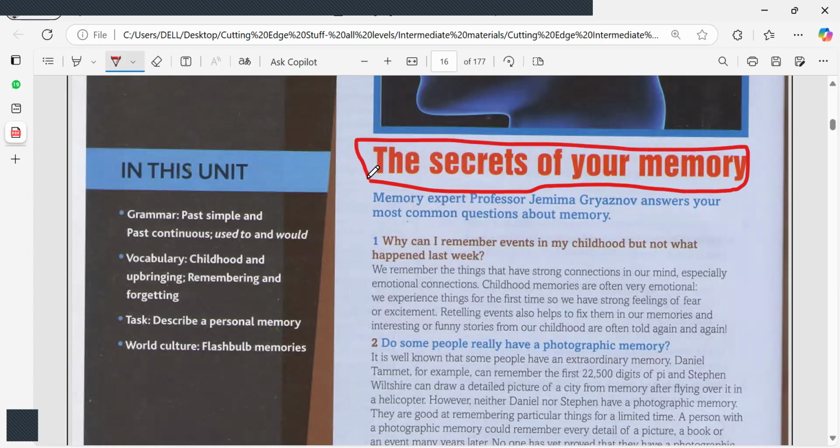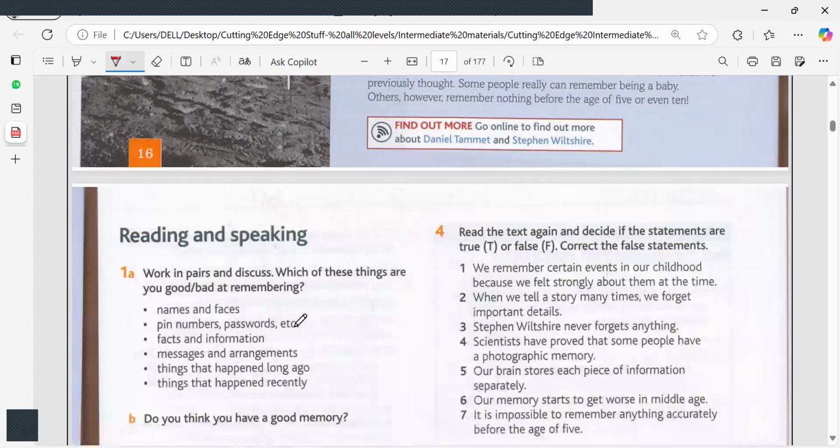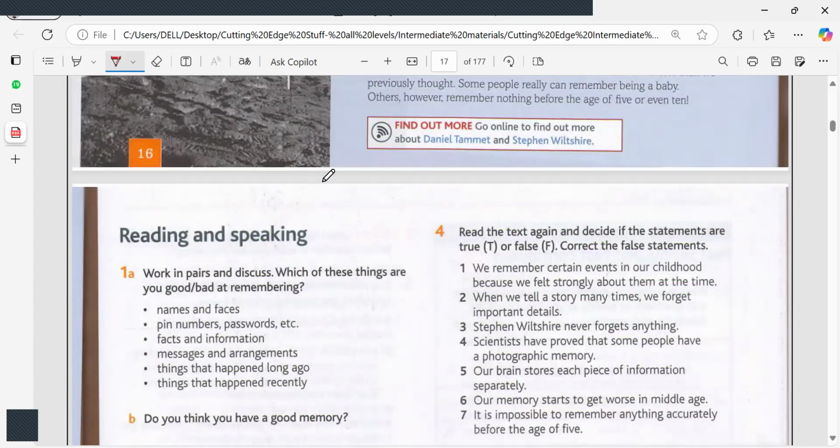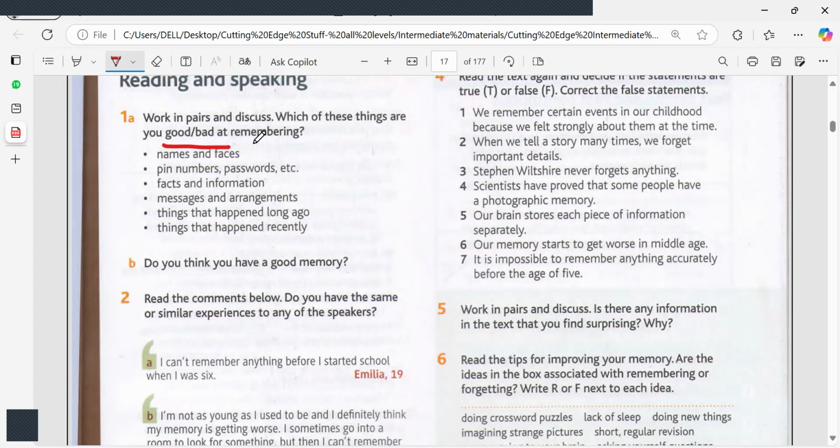What is the secret of our memory? Let me ask you some questions before we start reading the article. And please let me know, are you good or bad at remembering? Are you good or bad at remembering names and faces? For me, very bad actually, because I usually forget names because I meet a lot of people every day. That's difficult for me to memorize their faces and their names. I can remember the faces, but it's difficult for me to remember the names.